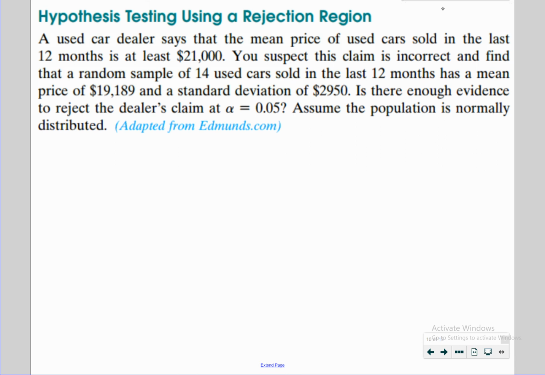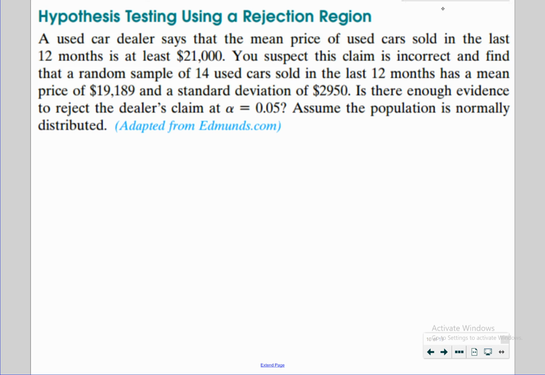Okay. So a used car dealer says that the mean price of used cars sold in the last 12 months is at least $21,000. You suspect this claim is incorrect, and you find that a random sample of 14 used cars sold in the last 12 months has a mean price of $19,189 with a standard deviation of 2,950. Is there enough evidence to reject the dealer's claim at a level of significance of 0.05? And we're going to assume the population is normally distributed.